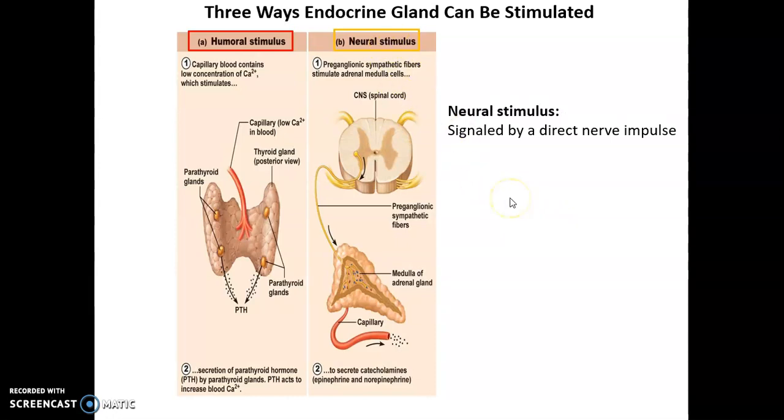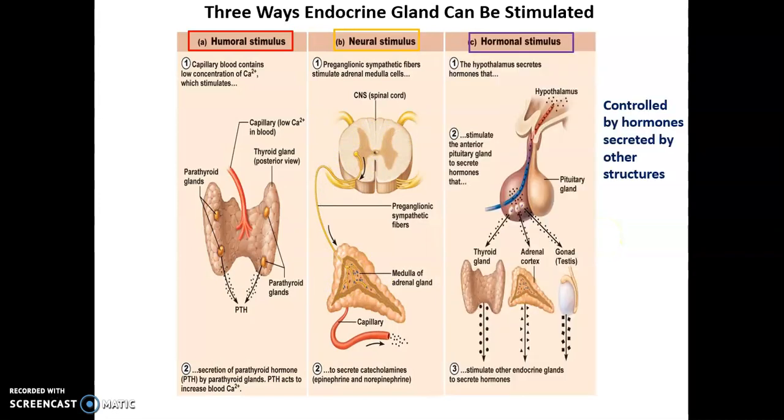There's also neurostimulus. Neurostimulus is a direct impulse from the central nervous system to the gland, and then that signal is what stimulates the release of the hormones. An example for that is the release of epinephrine and norepinephrine from the adrenal medulla. It's controlled by nerve stimulus.